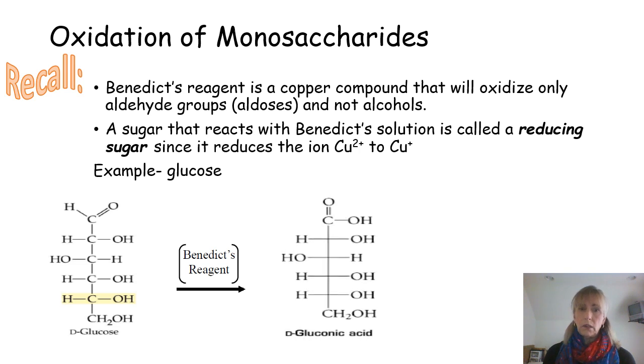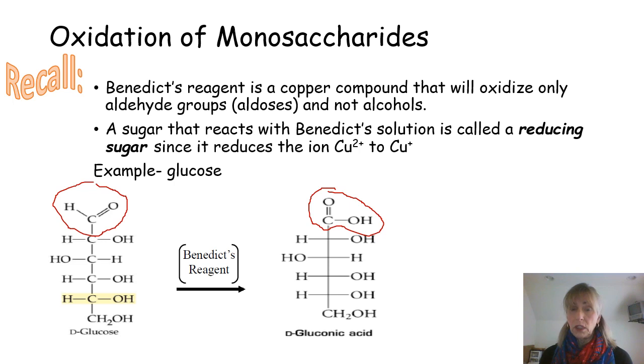It will oxidize that aldehyde group right here in our D-glucose. What does it oxidize it to? A carboxylic acid. And at the same time, remember what it does. It goes from a blue to a brick red. That's the color change that we see here. And so glucose is called a reducing sugar because it reduces the copper.